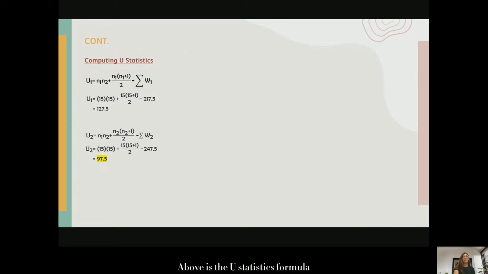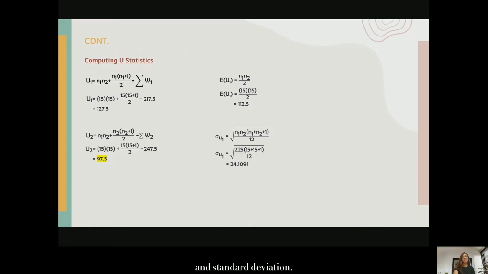Above is the U statistic formula. N1 refers to the first sample size and N2 is the second sample size. W1 and W2 are the total rank sums that we calculated just now. After we put all the data into the formula, we will get 137.5 for baby boy and 97.5 for baby girl. After computing the U statistic, we will calculate the mean and standard deviation.